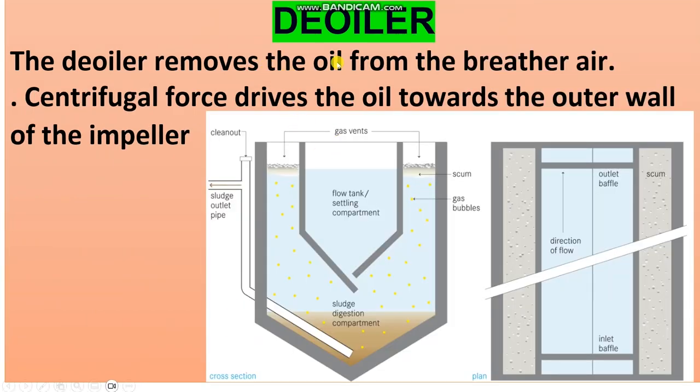Here, example for the aerator. This is the vehicle, outer and inner. The inner is turned very quickly, at high speed, to separate the air from the oil, like here.